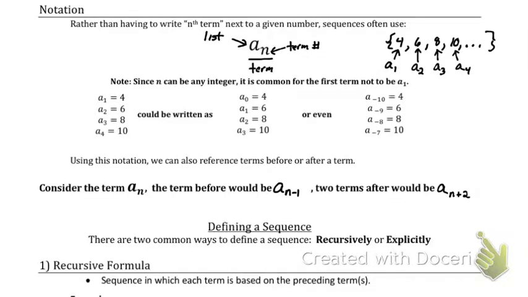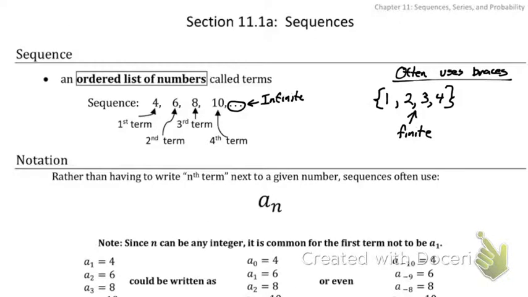It would be like, let's say I give you this sequence. I give you 4, 6, 8, 10. What's the next number in the sequence? If I have 4, 6, 8, 10, it would be 12. What'd you do? You add 2. What if I asked for the 100th term?